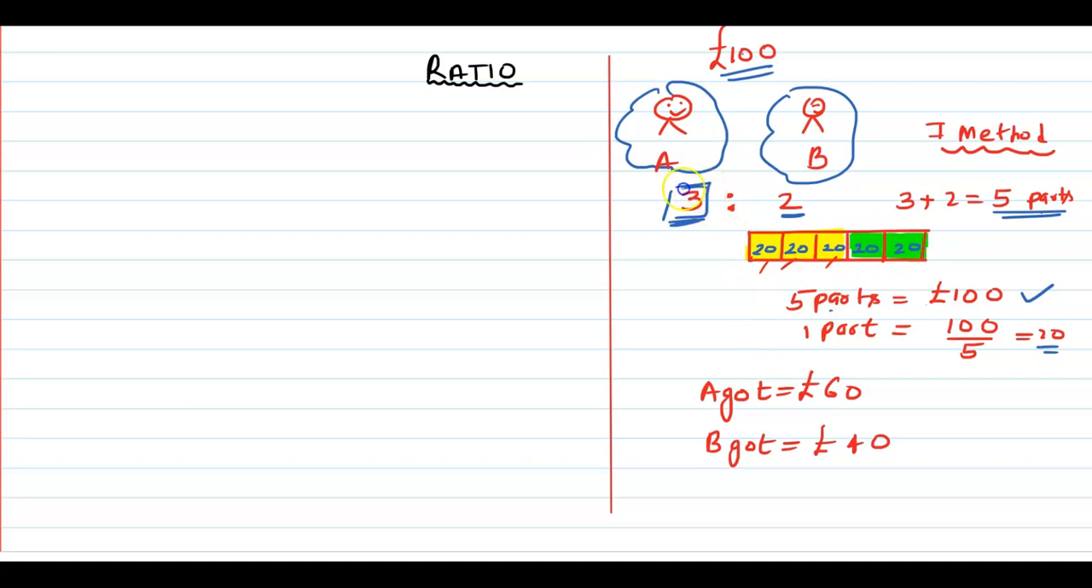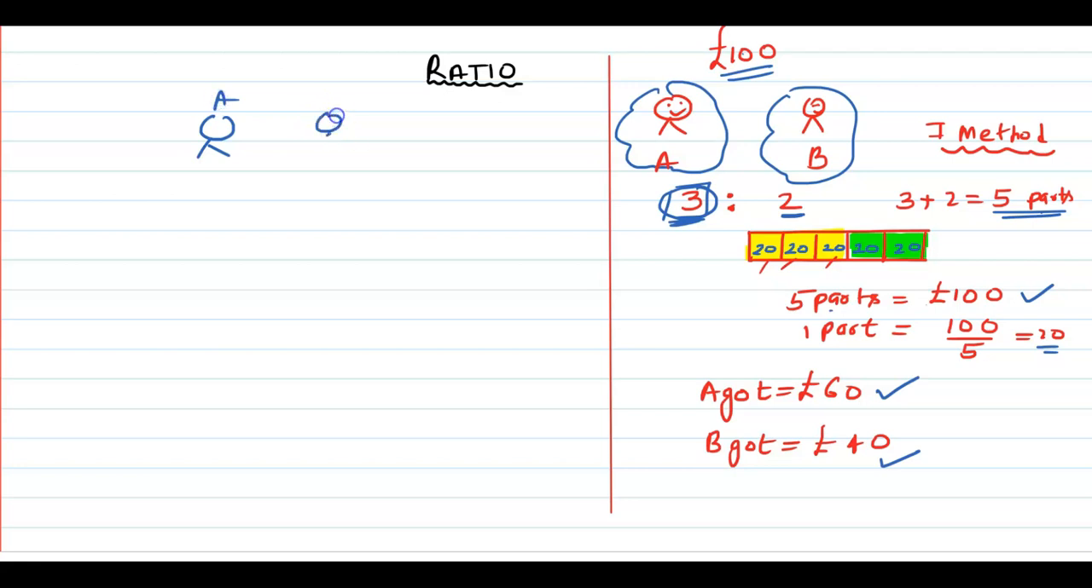So now A has got 3 parts. So 20, 20, 20. So I have colored it yellow. So A has got £60. Now B has got 2 parts like 20 and 20. So it is 40. Is that okay? Yes, sir. Now I can understand. Okay. Now, if you don't understand, then again I can explain another method.